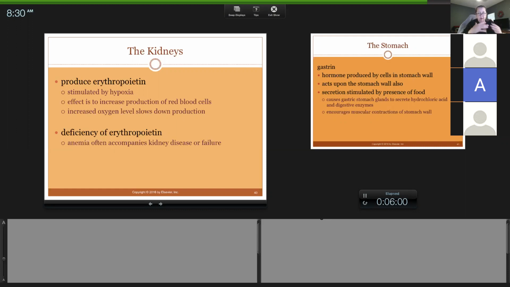So a lot of people, the error that students make here is they tell me that the target of erythropoietin is the kidneys. It is produced by the kidneys. The target is the bone marrow.